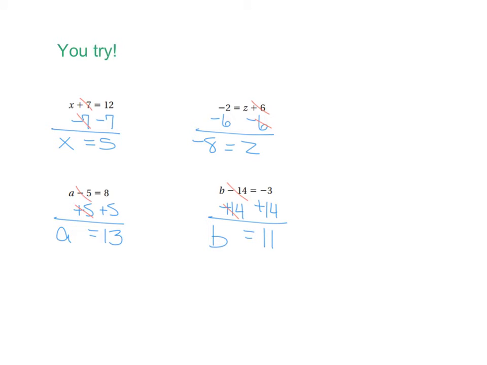How'd you do? I got x equals 5, z equals -8, a equals 13, b equals 11. If you didn't get those, see if you can find your mistake. If you don't understand why you missed it, this would be a good time to pause the video and ask for help. Also make sure that your work looks like this. Make sure you're showing your steps, and if you have any corrections to do, make them.